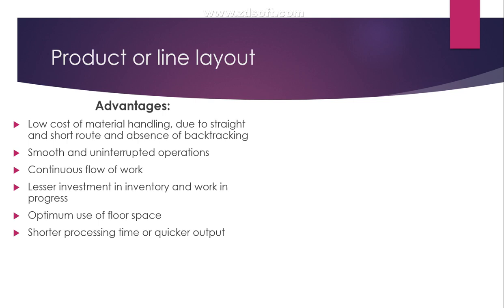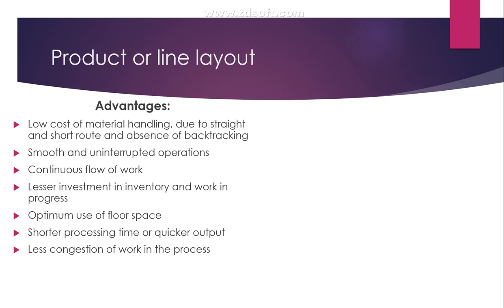Shorter processing time or quicker output. As we see the sequence of operations, the production cycle consumed here is less compared to other systems. So it gives us less production cycle time consumed per unit. So, less congestion of work in the process.